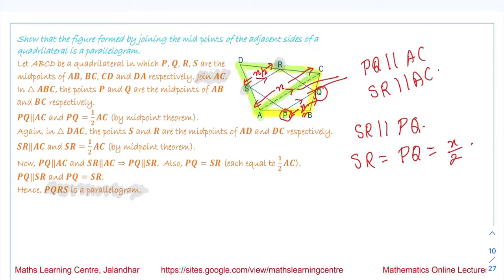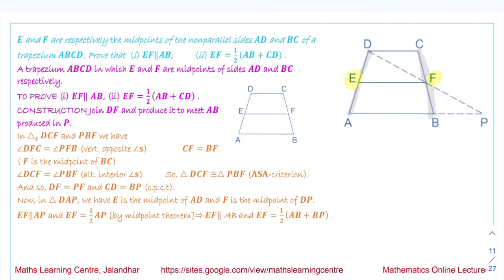In this question, it is given that ABCD is a parallelogram, and the points E and F are the midpoints of AD and BC, and these two points E and F we have joined. We have to prove that this line EF is parallel to AB, and the second thing we have to prove is that the length of EF is equal to half of AB plus CD.